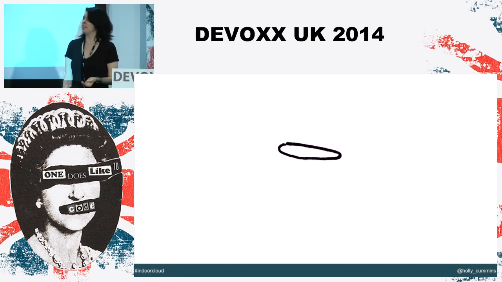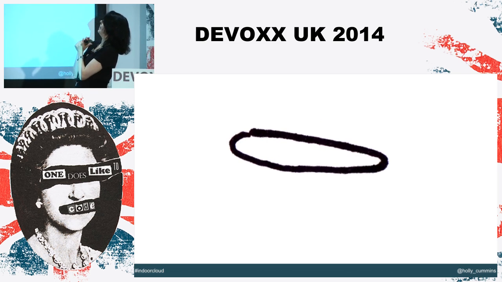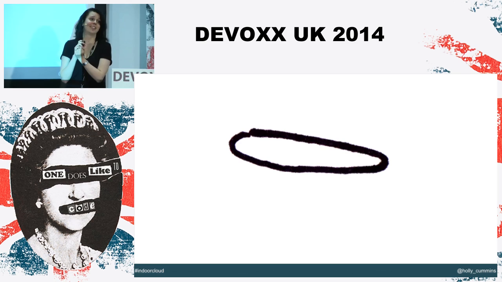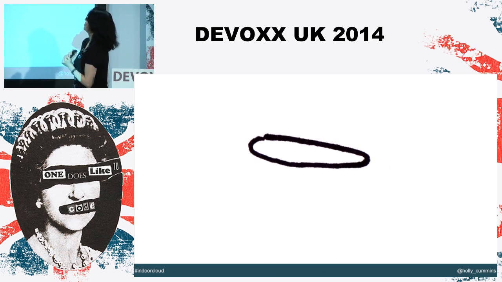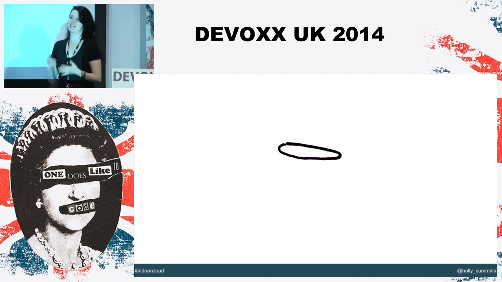Public cloud has some other advantages as well. So, can anyone guess what I'm trying to represent here? Amoeba? So what I'm trying with my very bad... Yeah, exactly. I've written down elasticity, but it's the exact same idea.